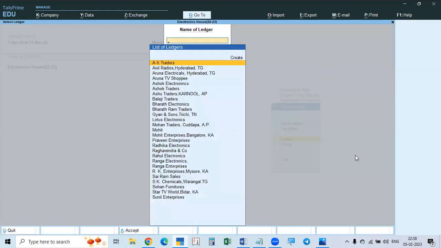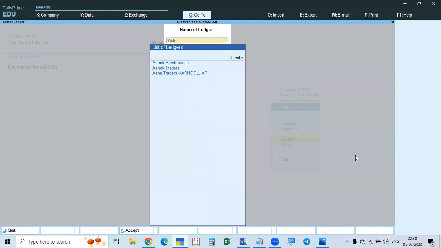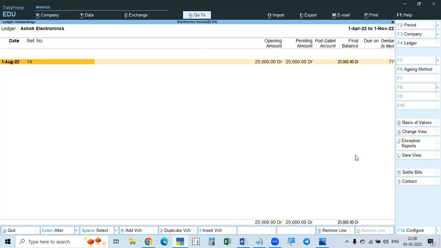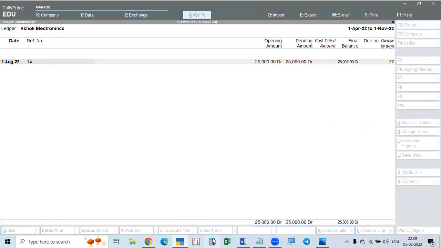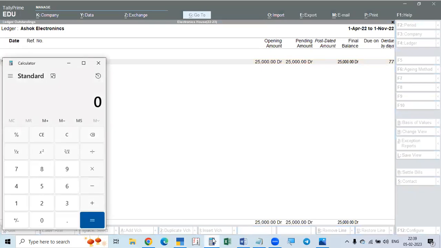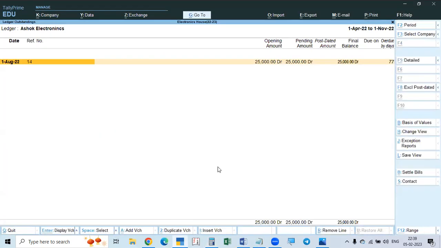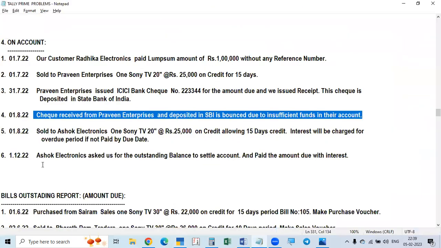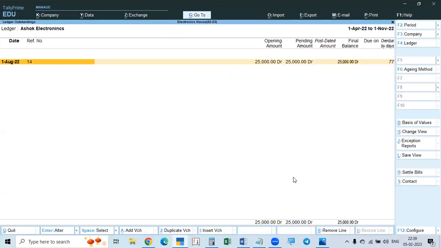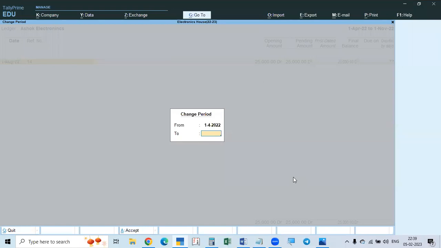Here we will go to ledger, and then what is the name? Ashok Electronics. See here, 14 number, and the amount is 25,000 rupees, and overdue days calculated from 16th August only. From 1st August we have 15 days, so from 16th August only. In August, 31 minus 16, 15 days, August, September, October. What is the date here? I think it is 1st December, no? 1st December.